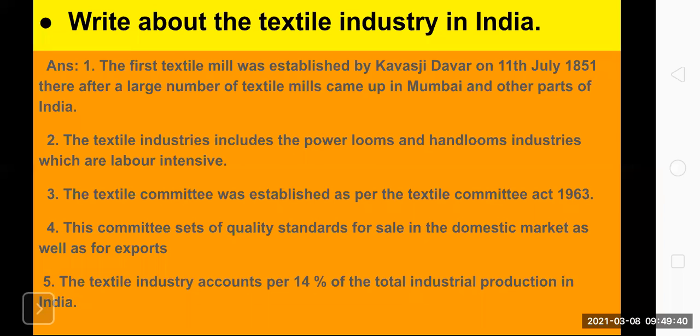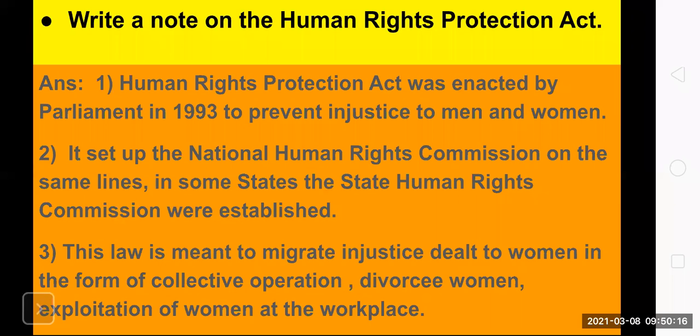Number 2 point, the textile industries include the power looms and handlooms industries, which are labor intensive. Third one, the Textile Committee was established as per the Textile Committee Act 1963. The fourth point is, this committee sets the quality standards for sale in the domestic market as well as for exports. Fifth one, the textile industry accounts for 14% of the total industrial production in India. So in this way, we are writing 5 points.